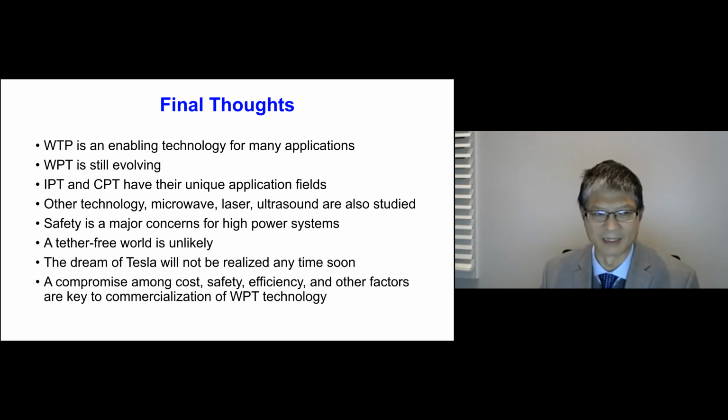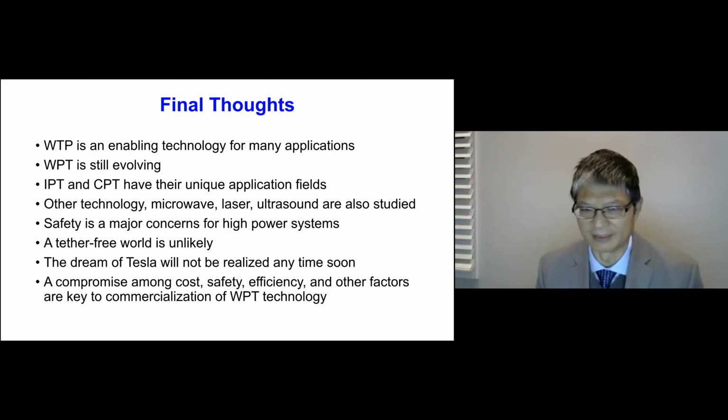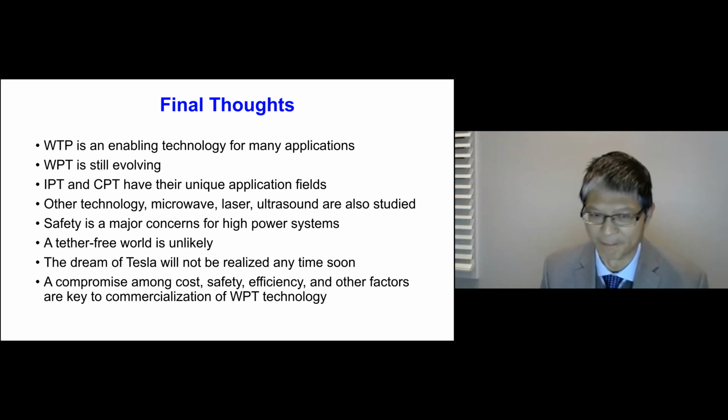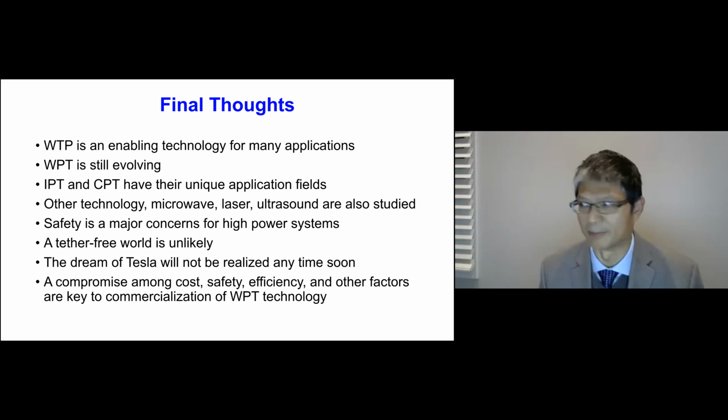We have to develop certain technology. However, if you think about a Tesla-free world, that's not going to happen, at least in the foreseeable future. Tesla dreamed of that, but it is not going to happen anytime soon. So a compromise among cost, safety, efficiency, and other factors is going to play in many of these applications. But commercially and economically viable applications, like the ones I discussed, such as buses, AGVs, and elevators, are probably going to evolve very quickly.